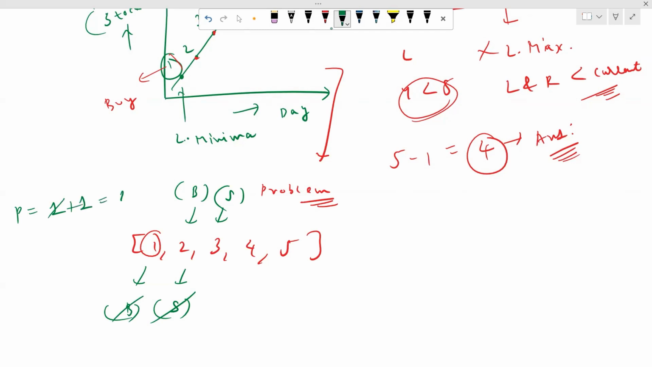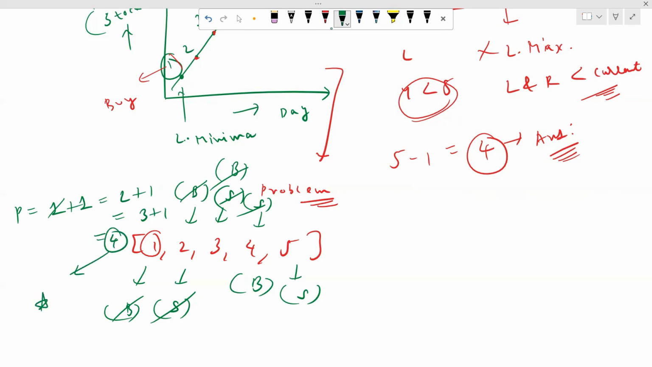1 plus 1 will be equal to 2, right? So again we'll buy the stock on the third day and sell it on the fourth day. So our profit will be equal to 3. Now again, we'll buy the stock on the fourth day and sell it on the fifth day, right? So our profit will be equal to 3 plus 1, which is 4. So 4 is our ultimate answer.